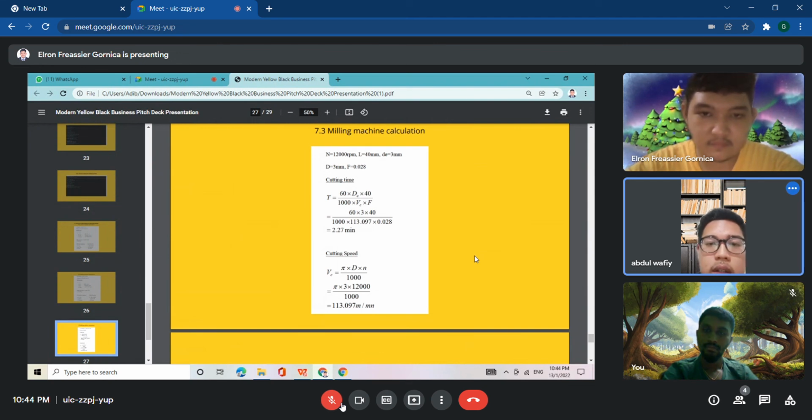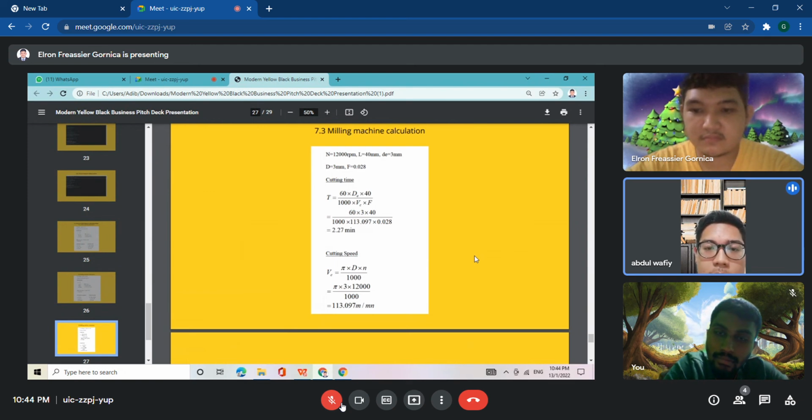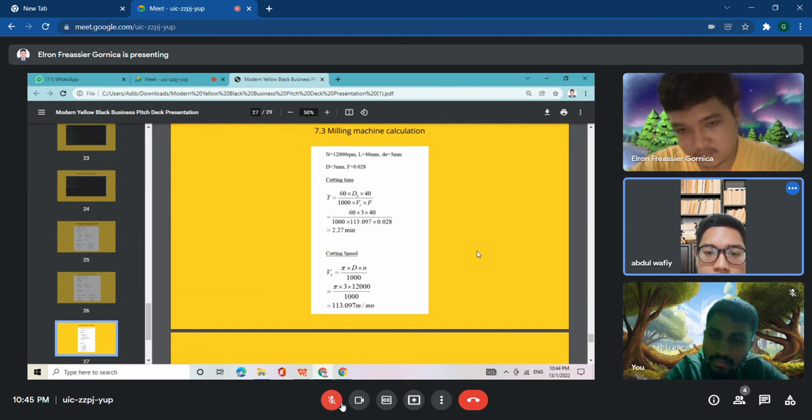Next, the last one is the milling machine calculation. There are two steps, which are cutting time and cutting speed. The cutting time is T equals 60 multiplied by DE multiplied by 40 over 1000 multiplied by BC multiplied by F. We get 2.27 minutes. For cutting speed, BC equals pi multiplied by D multiplied by N over 1000. We get 130.097.